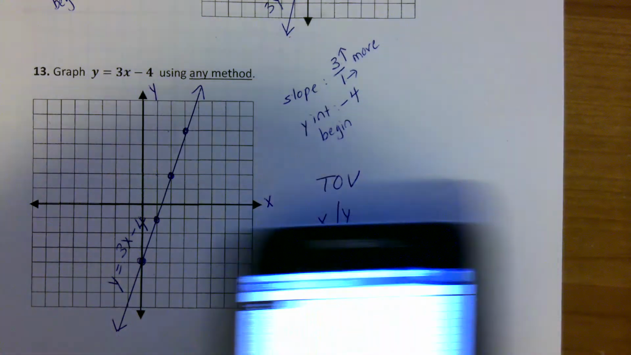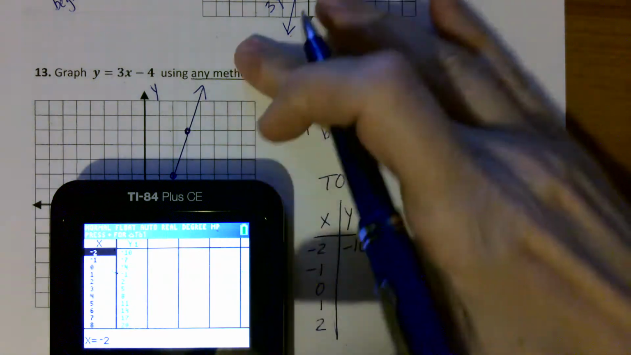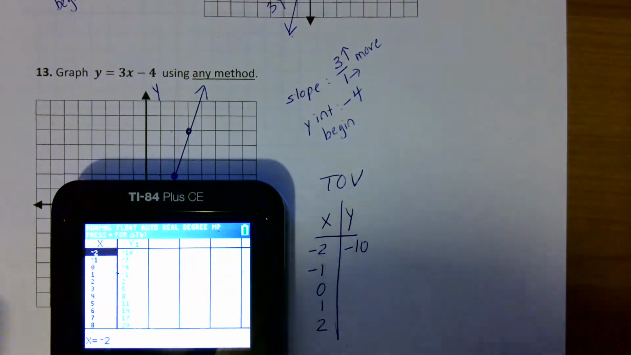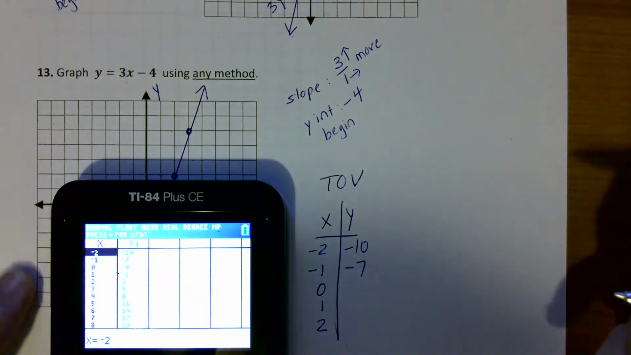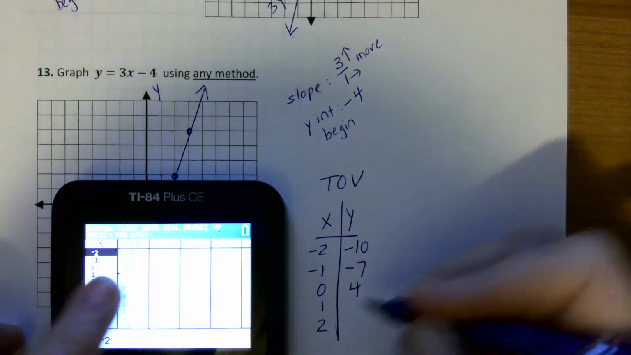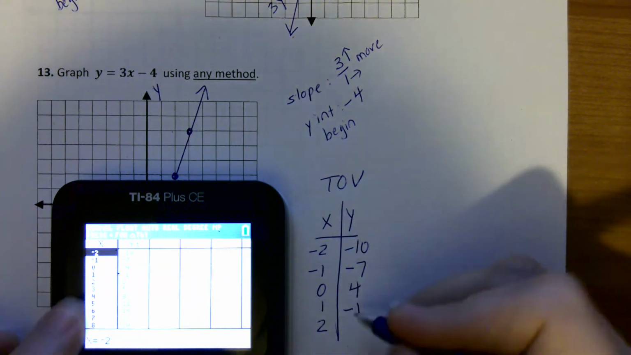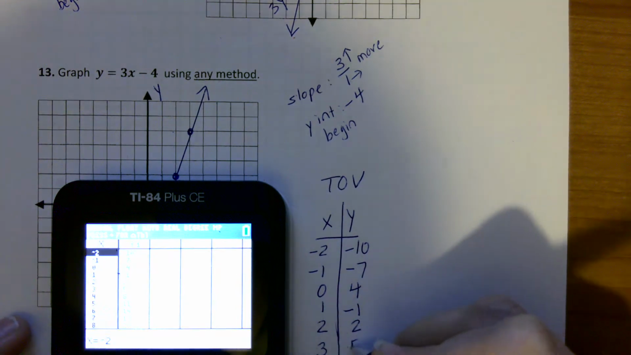So negative 2 would be negative 10. I can write that here, but that's going to be too low for this. So I'm not going to graph that. Negative 1, negative 7, that still might be a little bit tricky. 0 goes with negative 4. 1, negative 1. 2, 2. And I might add, you know what, 3, 5 would be easy to graph.